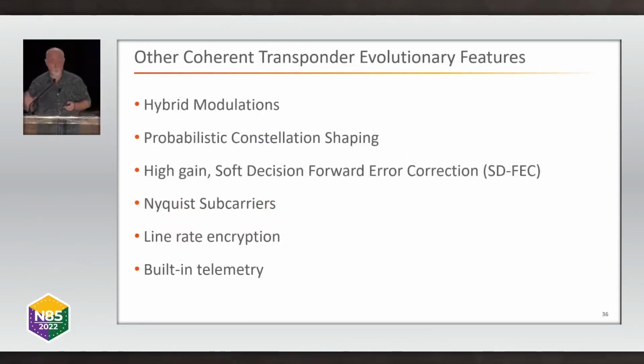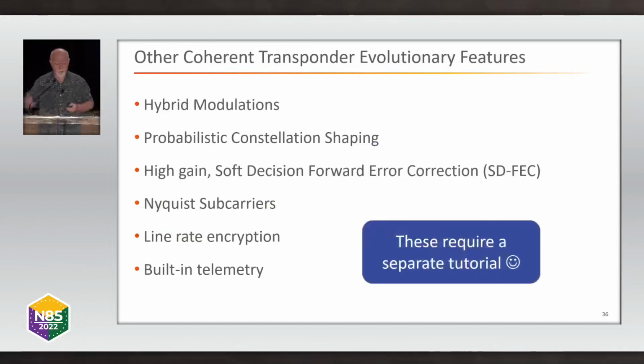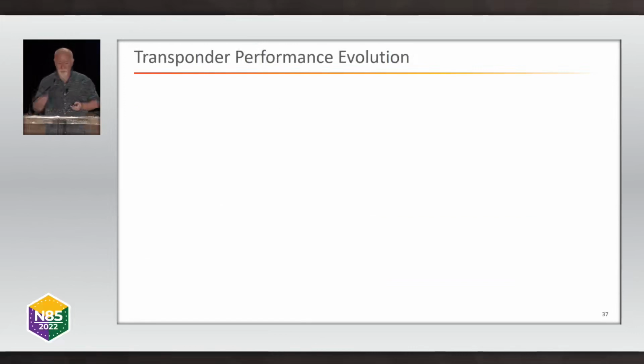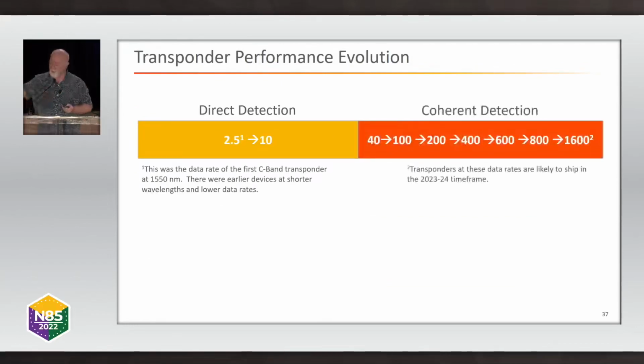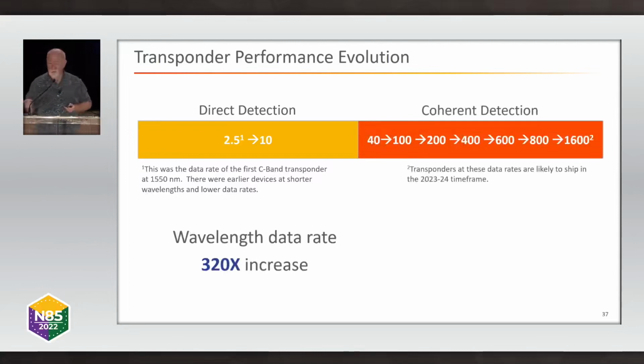And there are lots of other features in transponders that I don't really have time to talk about. These would require an entire separate tutorial. They're all about improving optical performance, right? That's how you get to this 42 terabits in the C band, 80 terabits or so in the C plus L bands. And the transponder performance evolution has really carried us through from direct detect right through to the coherent detection generations. And the wavelength data rate increase I calculated is a 320 times increase, and the C-band capacity increase is somewhere over 200 times increase. So we've done well over the last few years.